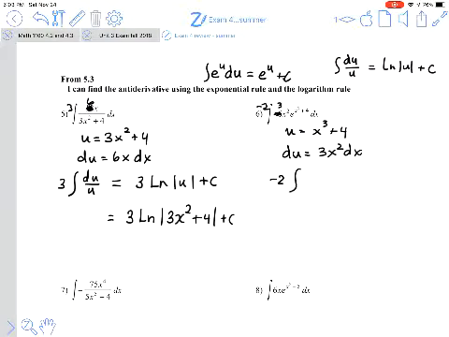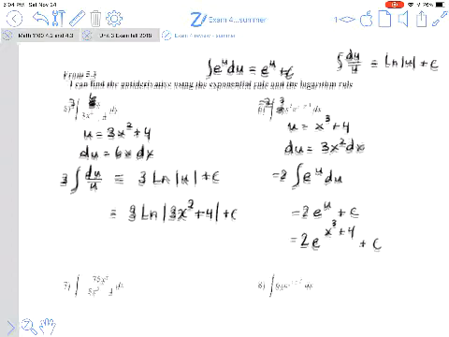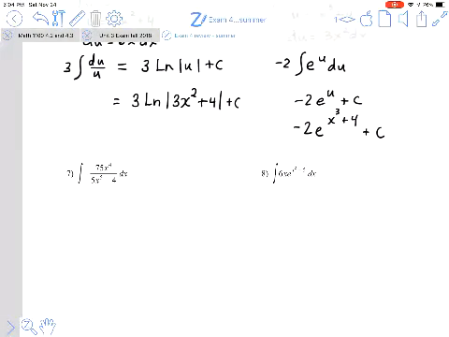So I can change this into e to the u du. And the antiderivative of e to the u is e to the u. And then you can undo the u substitution and leave it like that.